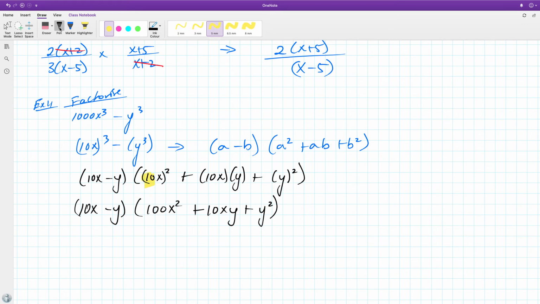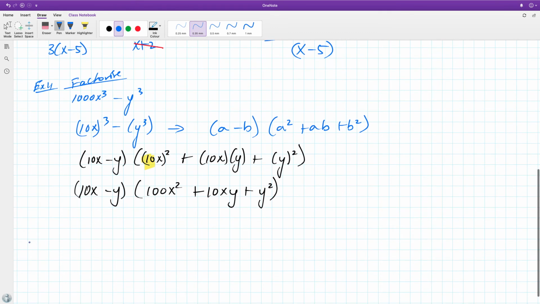Right, have a go at this one. Factorize the following: 216 minus x cubed.